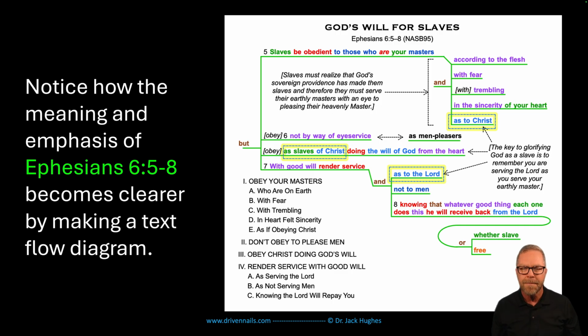It's pretty simple. So we have slaves. These are the things being talked about, right? Be obedient to those who are your masters. Then we have these five phrases over here that modify or tell us more about this phrase here.